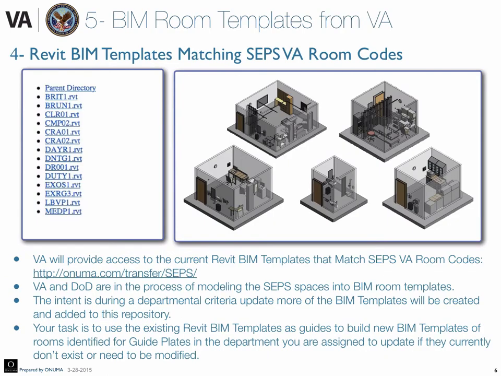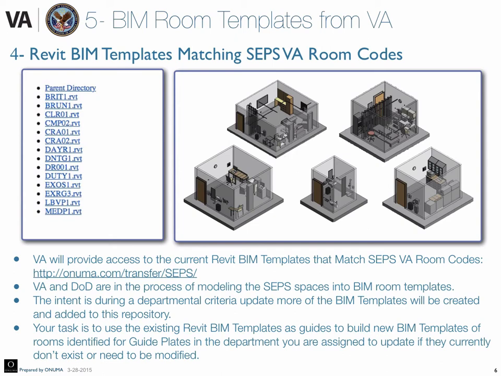The other file that you will receive, and these are all online as well, and these are being updated even over the next few months. There are going to be updates to these, but these are the Revit BIM templates matching the SEPS VA room codes. So the current known BIM templates, the rooms that match a one-to-one match with SEPS. In other words, if SEPS says there's an exam room with 30 pieces of equipment in it, this is the exact same room that matches SEPS. These are available online as well.